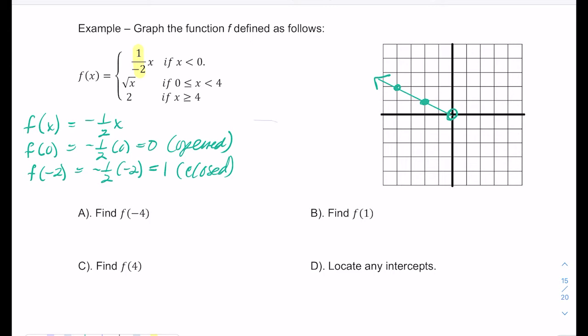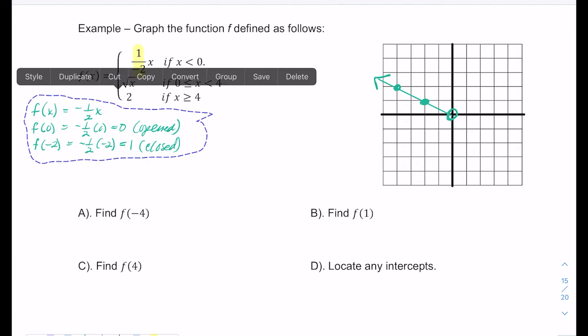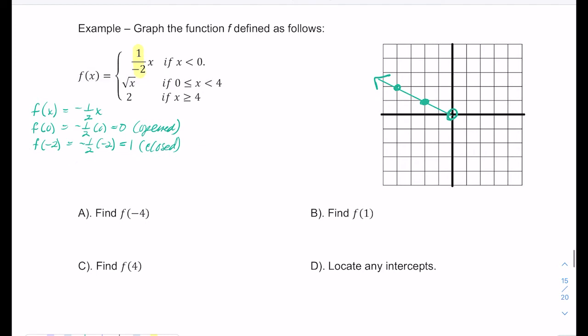Okay, let me shrink this. Let's look at the next one. We've got f(x) = the square root of x. And it says if 0 is less than or equal to x, which is less than 4. So I'm going to plug in my endpoints. I'm going to plug in 0 first. And the square root of 0 is just 0. Since x has to be greater than or equal to 0, it's closed. So now I'm going to fill in that circle there at (0, 0).